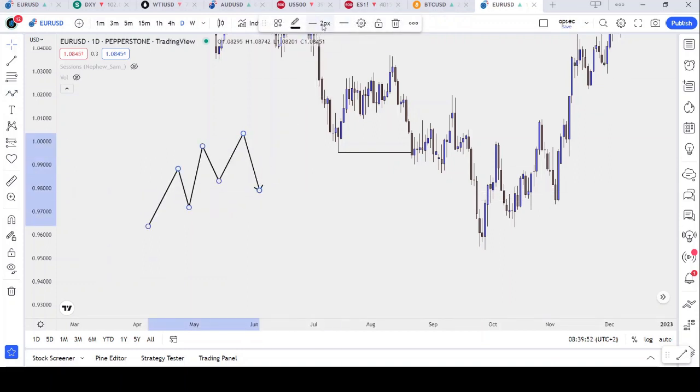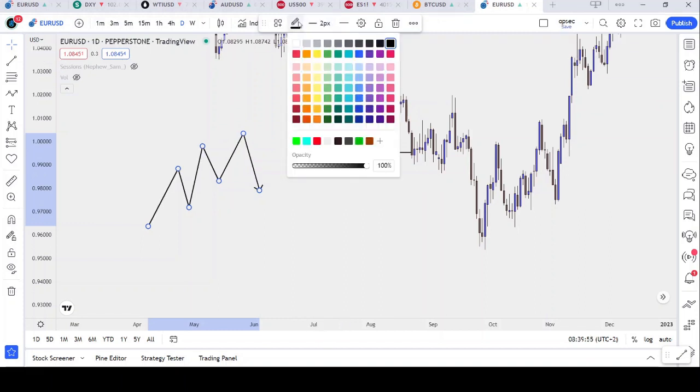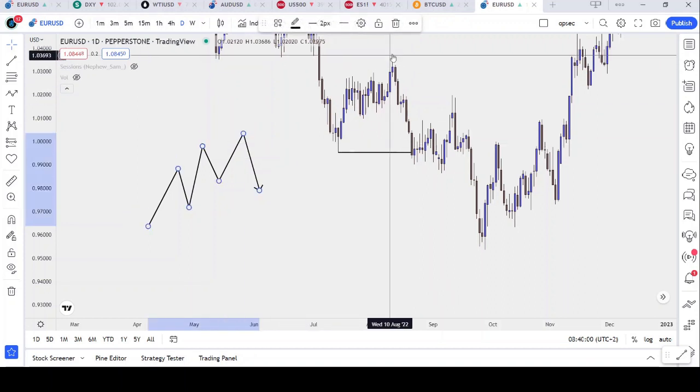Make it 1 pixel, 2 pixels, 4 pixels. I like it at 2 pixels. And then color, and that's path done.